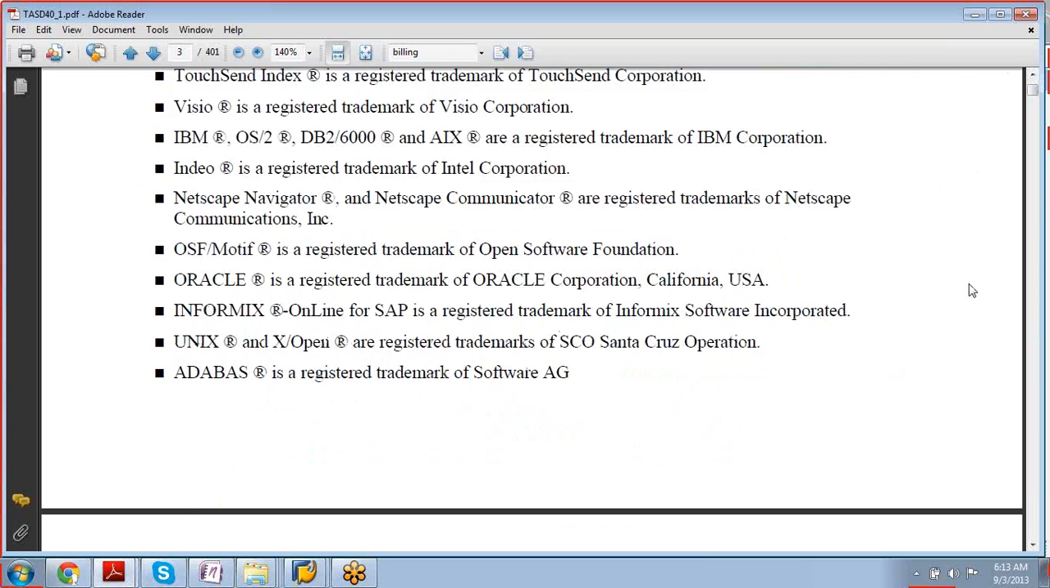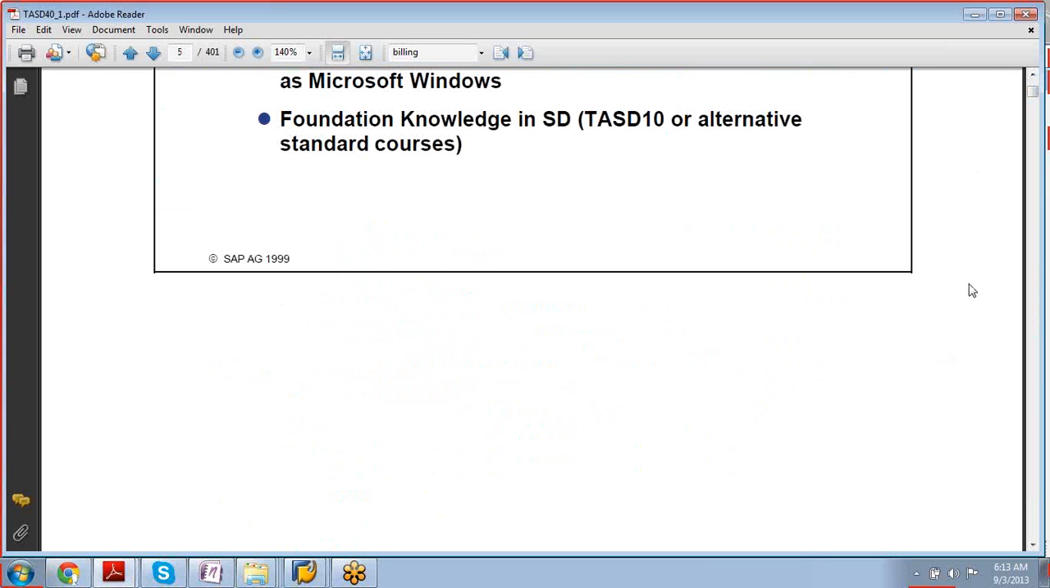So you just remember this point. SAP SD is part of SAP ERP. That is the first point. SAP SD is part of SAP ERP. SAP runs on ECC Architecture.